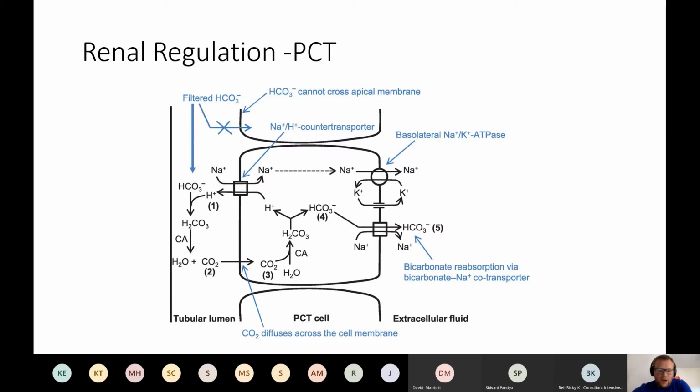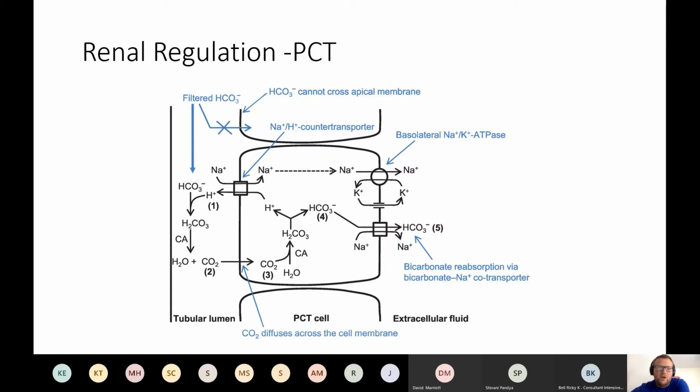It uses carbonic anhydrase to convert the carbonic acid to water and carbon dioxide. Carbon dioxide is lipid soluble, and this can cross the apical membrane into the proximal convoluted tubule cell. CO2 then combines with water, again catalyzed by carbonic anhydrase, which can catalyze the reaction in both directions, to form carbonic acid, which then dissociates into hydrogen and bicarbonate. The hydrogen is then excreted out into the tubular lumen by the sodium hydrogen countertransporter, and the bicarbonate is then reabsorbed into the extracellular fluid by the sodium bicarbonate co-transporter.